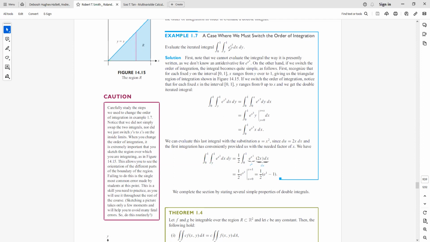So in this class we are going to talk about multiple integrals and more specifically we are going to talk about the integrals where we need to change the order.